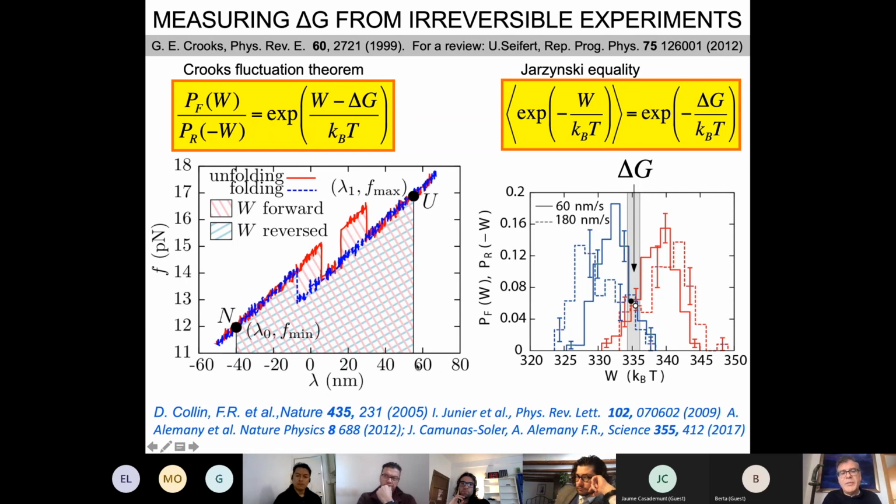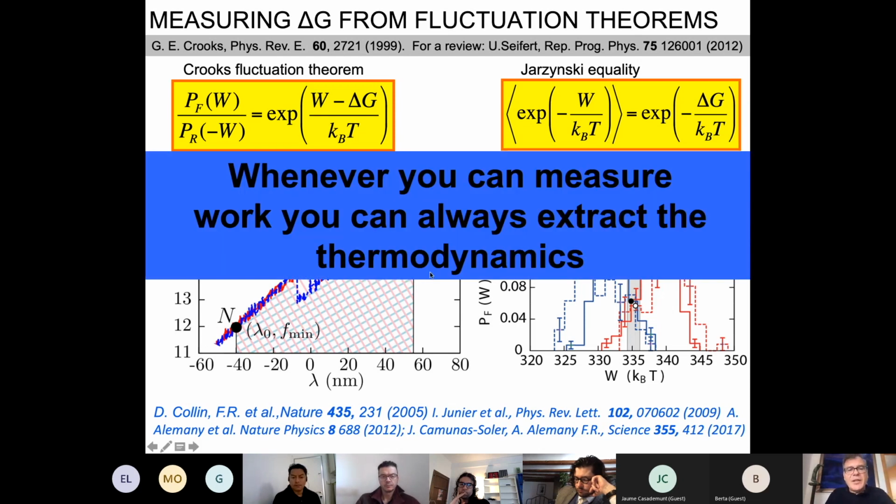And we have published a few papers on this, from, let's say, the free energy of native structures to the free energy of kinetic structures. We can now measure the free energy of formation of misfolded states, of intermediates. And not only that, we can also apply this to measure the free energy of intermolecular binding. We can measure affinities. We can experimentally verify the law of mass action. We can do beautiful things. The message is that whenever you can measure work, you can always extract thermodynamics. And we are now applying this.